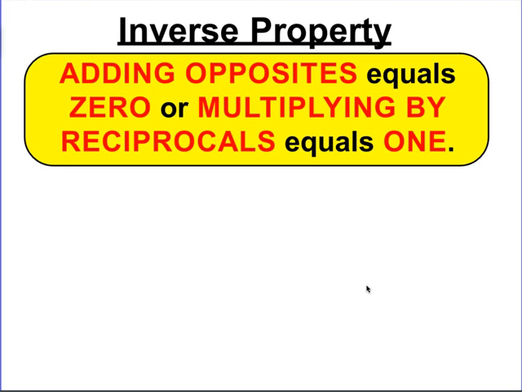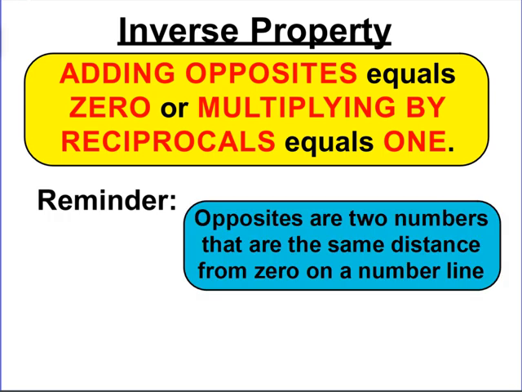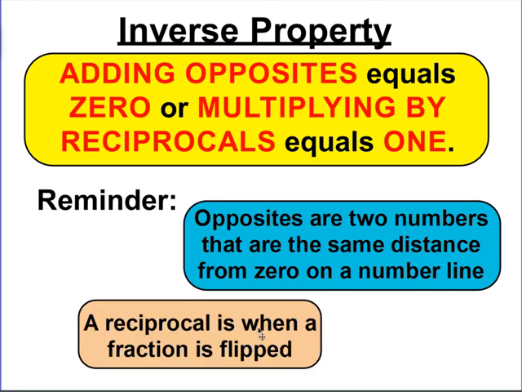All right, so next one, inverse property. We're going to use some words that we learned earlier in the year here, opposites and reciprocals. Adding opposites equals 0. So if you remember what opposites are, like negative 5 and positive 5 are opposites. They're the same distance from 0. When you add numbers like that together, the answer is going to be 0. Reciprocals, what you'll remember, is when you take a fraction and you flip it upside down. So opposites here, two numbers that are the same distance from 0. Reciprocal is when you flip a fraction.